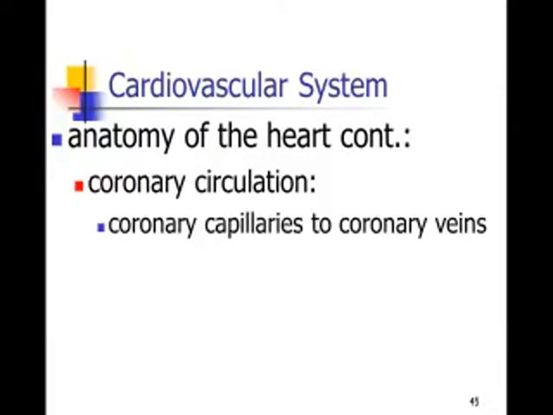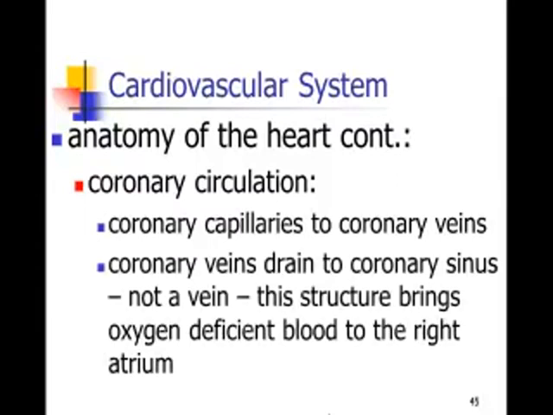And then the coronary capillaries drain into the coronary venules and veins, and the veins eventually drain to the coronary sinus. Coronary sinus is not a vein. Remember, we talked about it. That's the one that looks like a Quonset hut. And that brings oxygen deficient blood back to the right atrium. You might be thinking, well, why is this blood oxygen deficient? It came from the aorta. It did come from the aorta, but while it was in the cardiac tissue, the oxygen was diffusing out of the blood and into the cardiac tissue because cardiac tissues had used so much oxygen up.